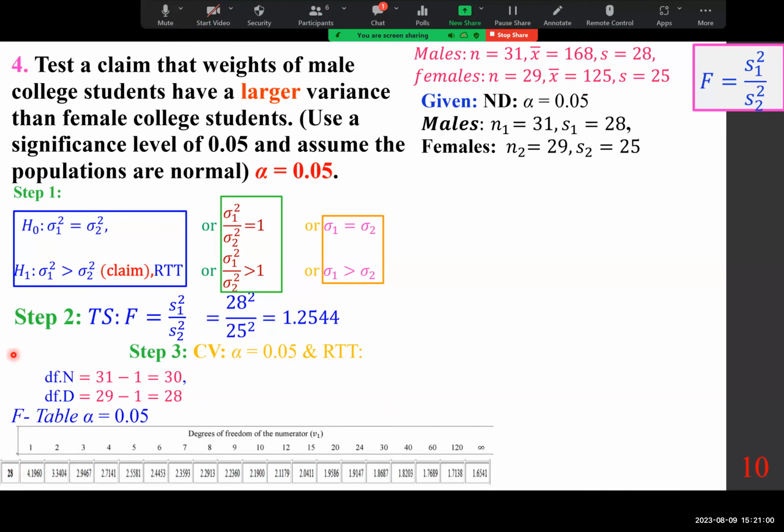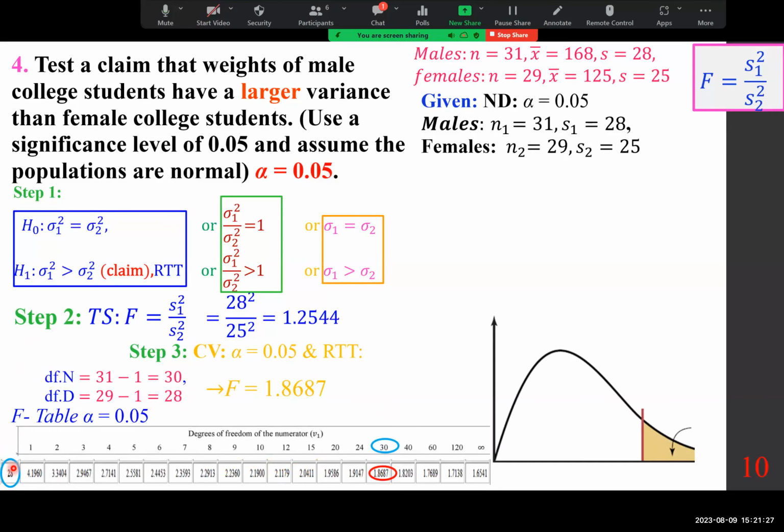And the left column, right here, and again, I didn't have room. There are a bunch of numbers. You're looking for degrees of freedom, which is 28. So you locate that, you put those two together, and you read this number. That is the F, 1.8687. Now, as you can see, for alpha of 0.05, F is 1.8687. This is your critical value.